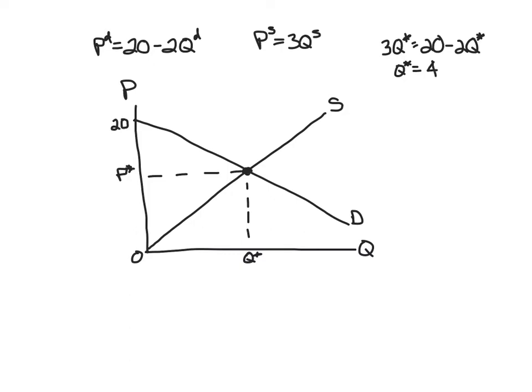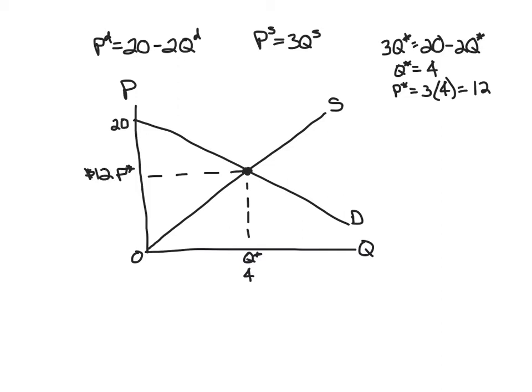And then plugging back into either the supply or the demand equation, we'll get the answer for P star. So I'll go with the supply equation because it's a little simpler. 3 times the quantity is $12, right? So we know that Q star is 4 and P star is $12.